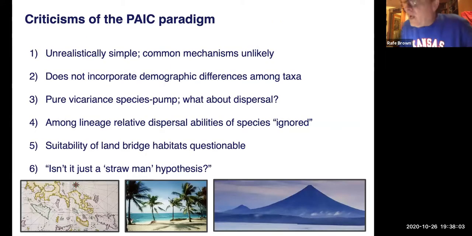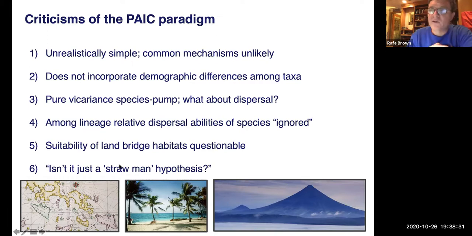So I'd like to wrap up here and end by talking just a little bit about the criticisms of the Pike paradigm, and they're all the things that you could come up with, right? It's unrealistically simple. Common mechanisms are just kind of hand-wavy. It doesn't incorporate things like demographic differences among the taxa. It's a pure vicariant story for the species pump mechanism within the pikes and doesn't really get at some other aspects of biology that we'd want to get to, et cetera, et cetera, et cetera.